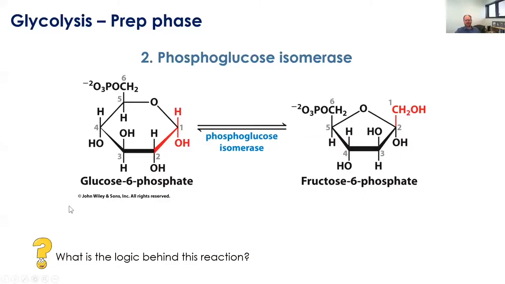Okay, then there's this next step here. This is the phosphoglucose isomerase, and that converts this pyranose sugar here, the 6-carbon ring, to a furanose sugar here, this 5-carbon ring.